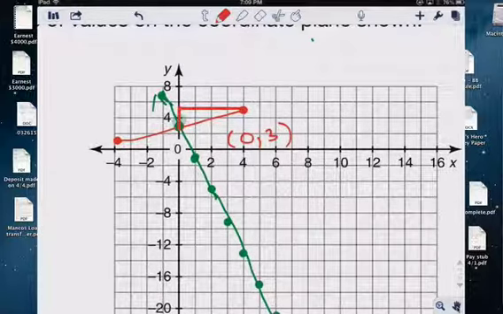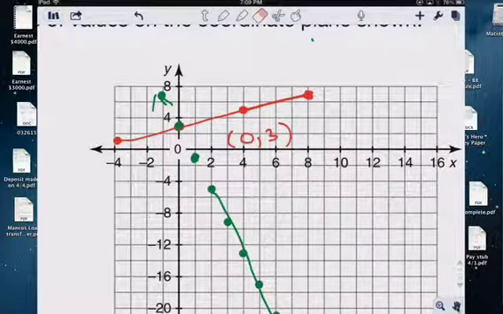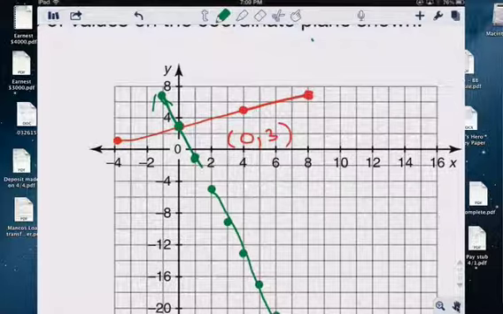And I ran out of room, or I can go up 1, 1, 2, 3, 4, right there. Continue like that. Goes my line. Right there. Okay?